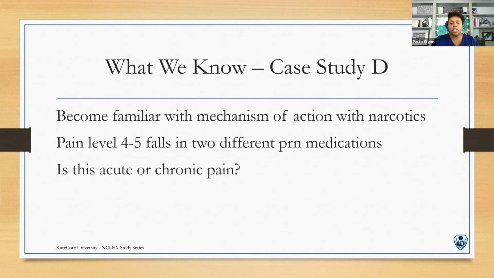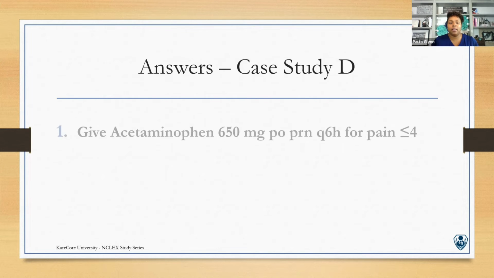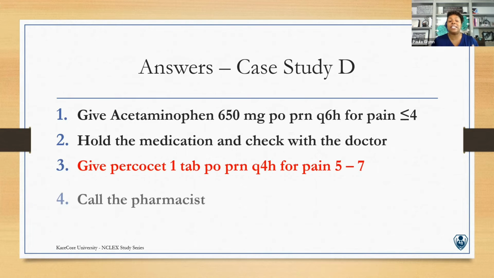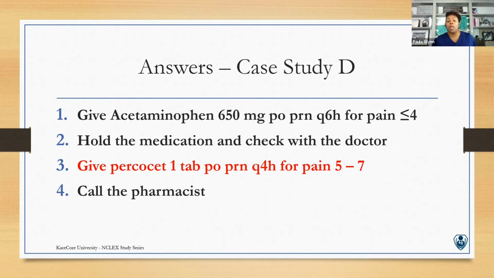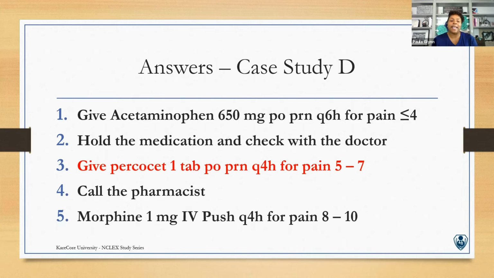Now, let's look at what the answer was. So the answer is to give Percocet 1 tab PO, PRN Q4 hours for pain, 5 to 7. And one of the things that I like to think about is that, when we look at the answers, you could give Tylenol, but know that it might not be effective, especially if it's an immediate post-op period for acute pain that they're having.